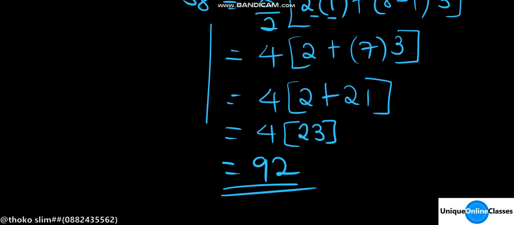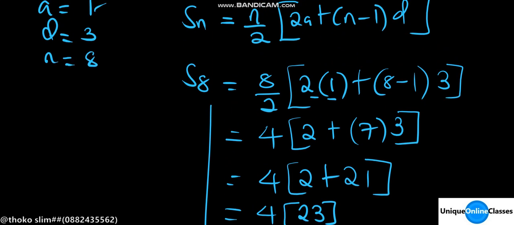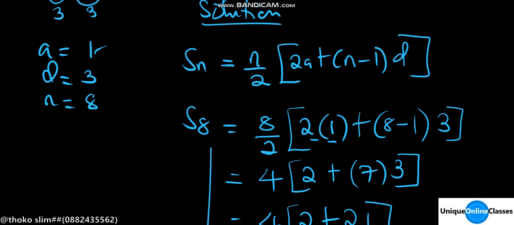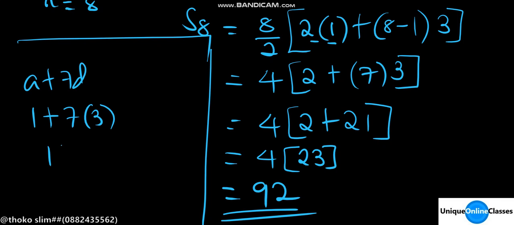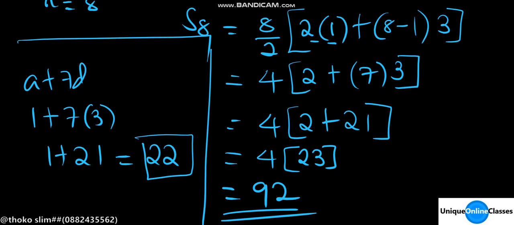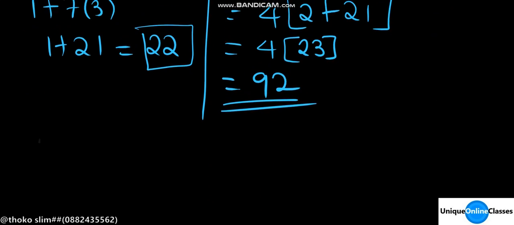You may be interested in the second formula. Since we were given A, D and N, we can use the second formula by finding the last term, which is term number 8. For term number 8, the formula from the previous video is A plus 7D. So our A is 1 plus 7 times the difference, that's 3, and if you multiply here, our answer will be 1 plus 21, it will be 22. That's our answer. So 22 represents the last term, which is the 8th term. So we can use that formula.